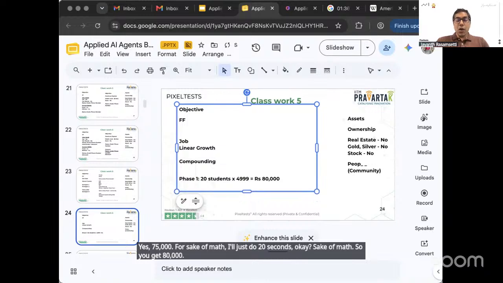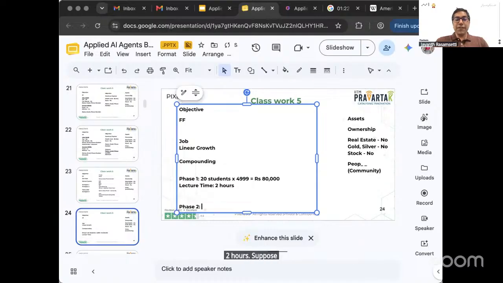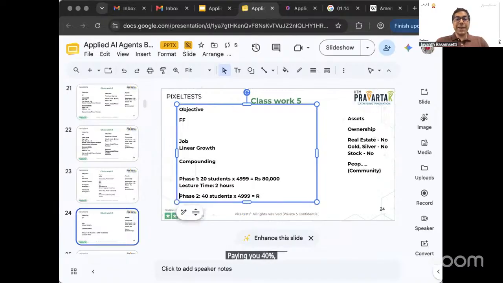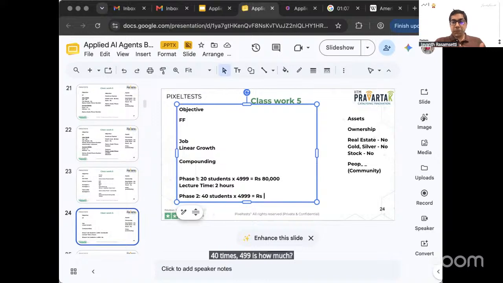Okay. Now, what is the delivery time? So the lecture time. Suppose you do weekly one session for 2 hours, what is the lecture time? 2 hours. Suppose phase 2, if you have 40 students paying you 4,999, how much time are you going to be spending here in terms of lecture? Suppose it's online classes. 40 times 4,999 is how much? 2 lakhs.